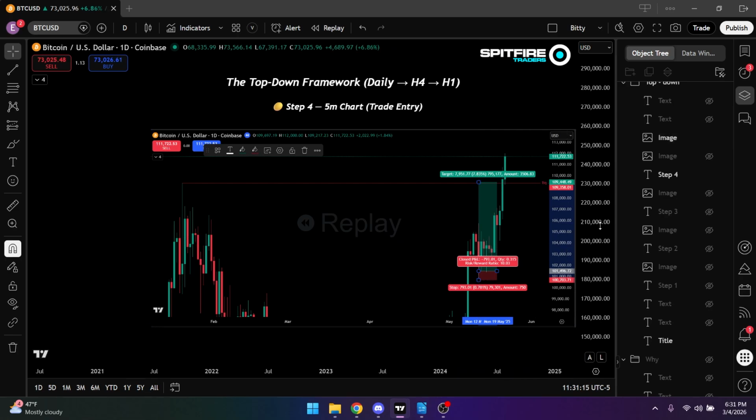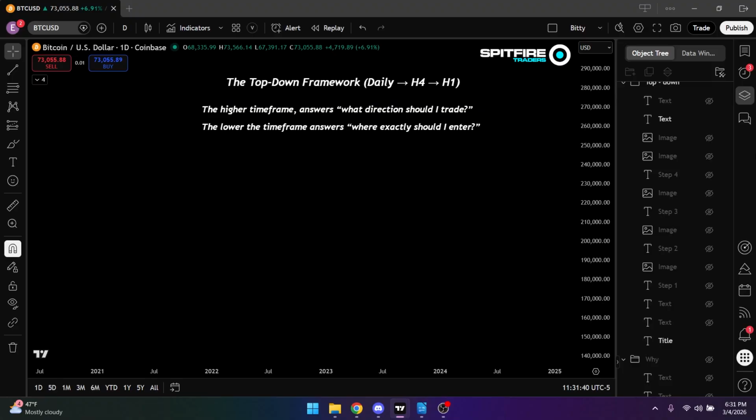Daily gives us context, 4-hour structure, 1 hour gives us the setup, and 5 minutes gives us the entry. The higher time frame answers what direction should I trade. The lower time frame answers where exactly should I enter. And when those time frames align, you stop guessing and start trading with structure. The goal of multi-time frame analysis is alignment. Alignment increases probability.